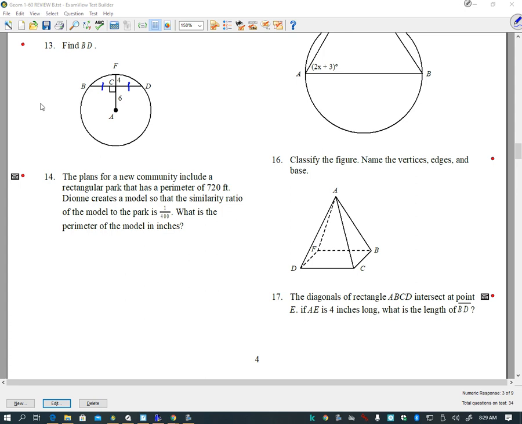Okay. Can anybody tell me what the radius of that circle is? 10. Okay, because from A to C, the length is 6, and from C to F, the length is 4. 4 does not represent the length of CD. Okay, does that make sense?